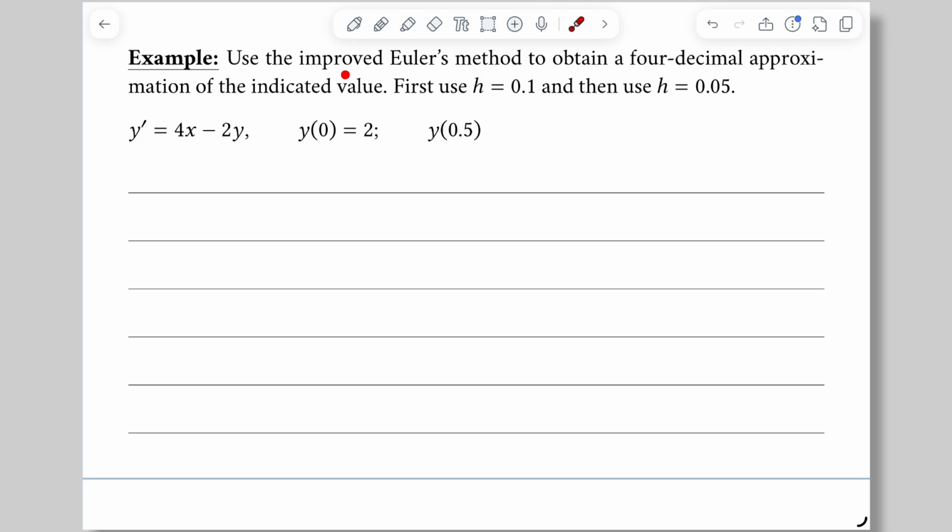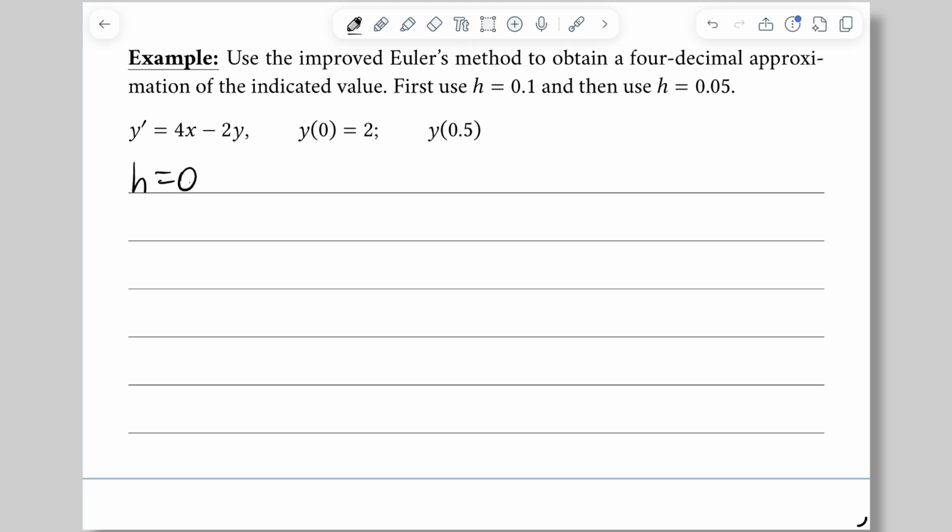Use the improved Euler's method to obtain a 4-decimal approximation of the indicated value, that being y of 0.5, for the differential equation y prime equals 4x minus 2y, and the initial condition y of 0 is equal to 2. We're first going to use a step size of h equals 1/10, and then a step size of h equals 5/100.